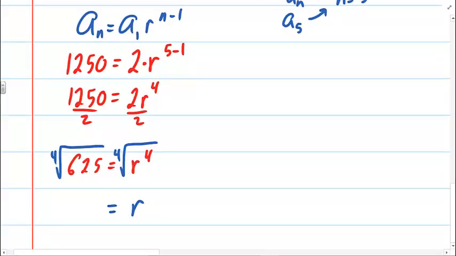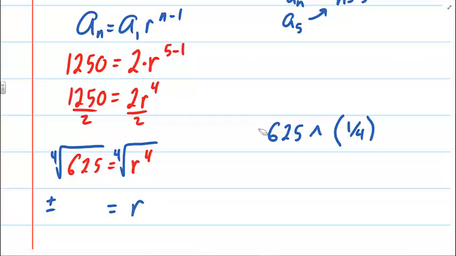Just like with your square roots, you had to put a plus or minus. If it's an even root, like a 4th root, there needs to be a plus or minus here also. And here's how you're going to type it into your calculator. I'll write it here to the right. Type in 625, use the caret button for "to the," and if you want a fourth root, it's 1/4. So type in 625 to the 1/4 and see what it gives you.